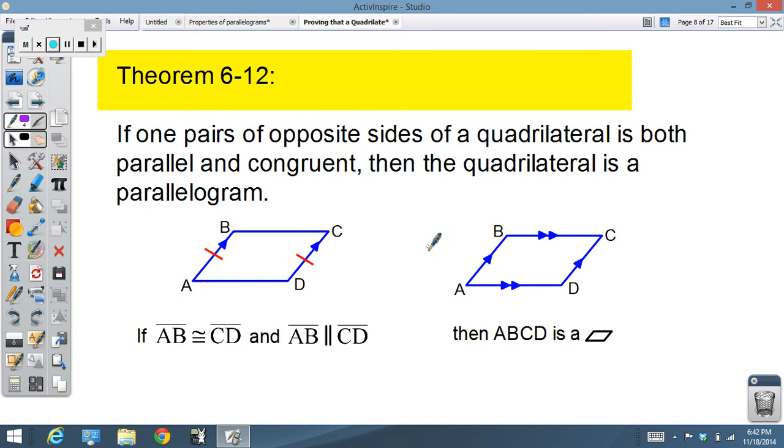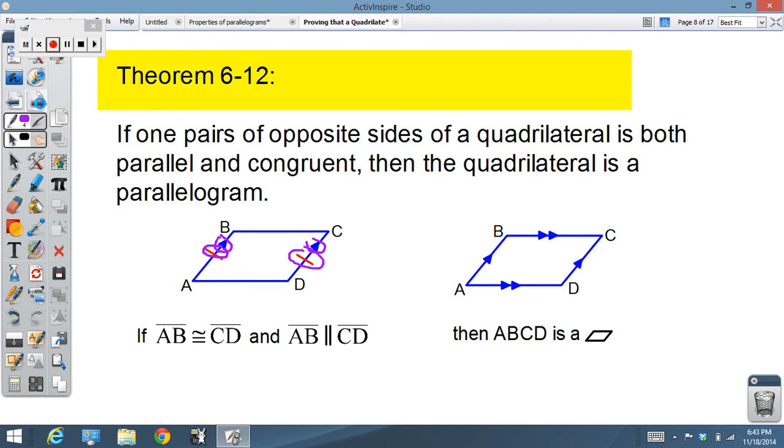This one's new. This is not a converse of one we learned yesterday, but it is kind of interesting. If one pair of opposite sides is both parallel, right? There's our little parallel mark, and congruent, then it must be a parallelogram. If one pair of opposite sides is both parallel and congruent, it must be a parallelogram.